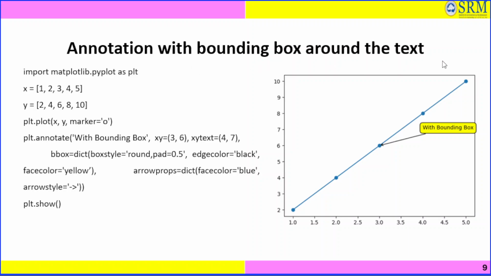Annotation with a bounding box around the text. So we have created x, y, created the plot, and in the annotation the text is with a bounding box. Here the bounding box, bbox, is equal to boxstyle round, pad equal to 0.5, and edgecolor black, and arrowprops is equal to facecolor blue, comma, facecolor yellow, and arrowstyle equal to arrow. So with these parameters, this bounding box with the text is created.